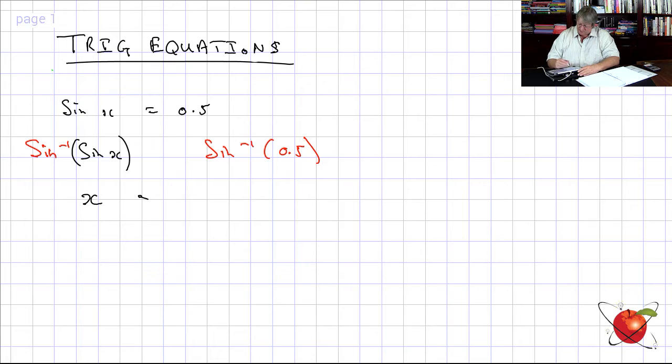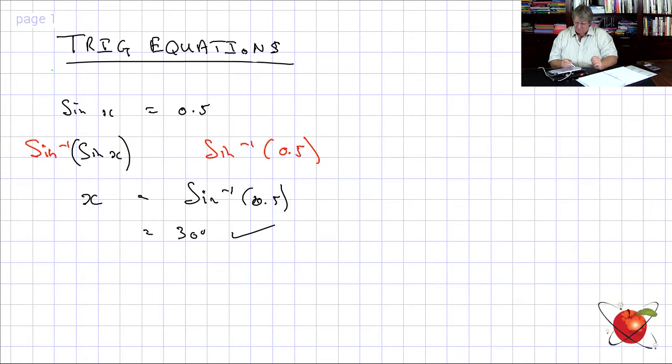It leaves us with x equal to arc sine of 0.5, and then I press on my calculator, shift sine 0.5, and I come up with 30 degrees. Cool, tick, I've answered it. Because if I put sine 30, I get 0.5. But just hold on a second.